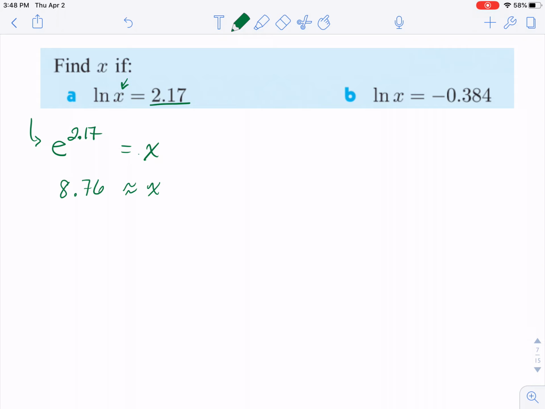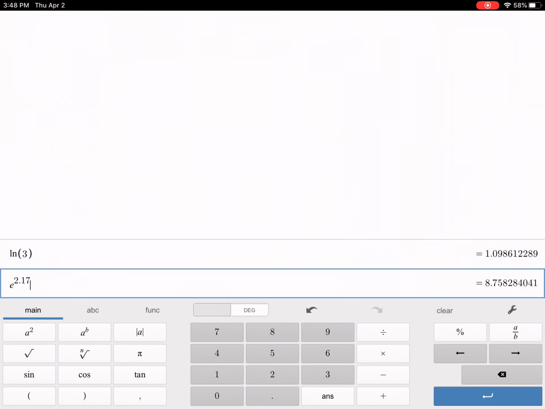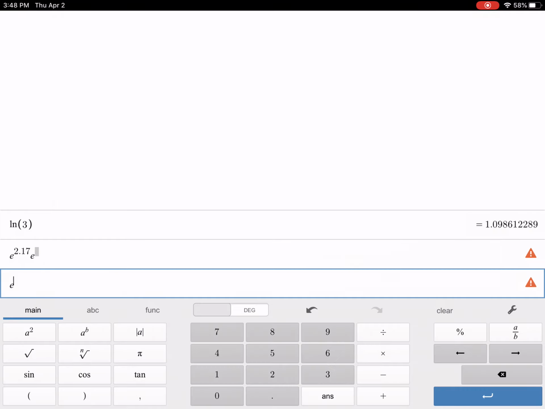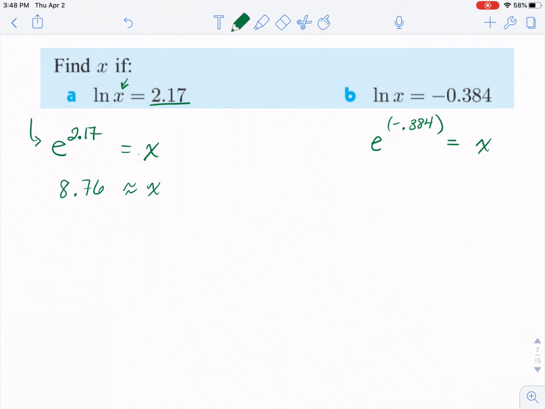You can do the same thing with the second one. What's the base? e. Exponent negative 0.384 equals x. Using your scientific calculator, function e, oh no, clear. That's e to the negative 0.384. Answer is 0.681. Again, approximations.